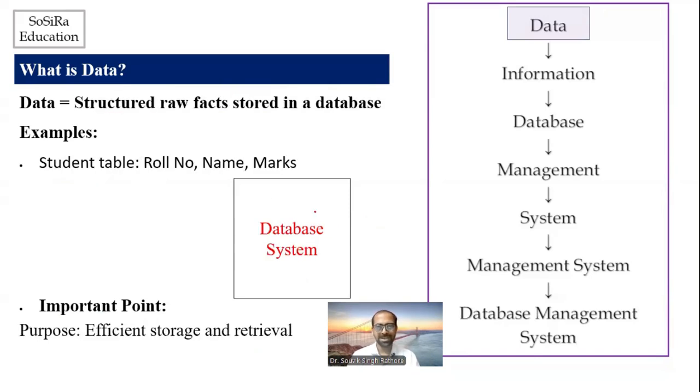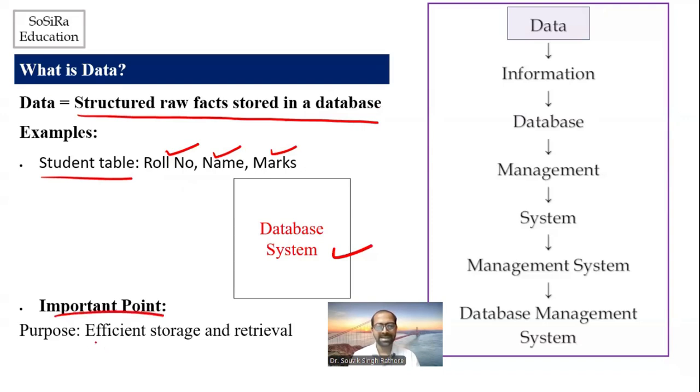When it comes to the definition of data for database systems, it means structured raw fact which is stored in the database. What is structured? It can be in the form of tables. For example, a student table will have the roll number, name, marks. This is the data for a database system. The important point to be noted is that data in the database system is for efficient storage and retrieval.